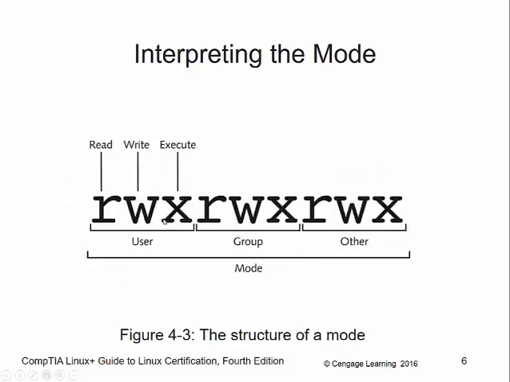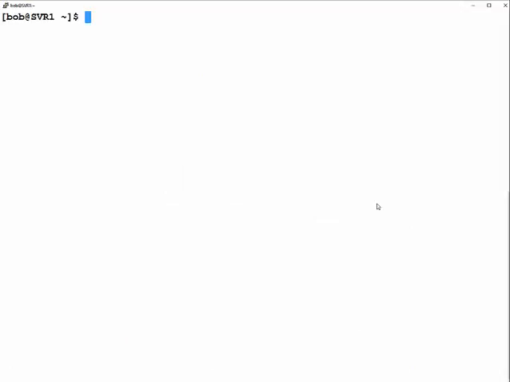Read, write, execute for the owner. Read, write, execute for the owner group. Read, write, execute for everybody else. And if we look at our file system here, we totally see this, right?